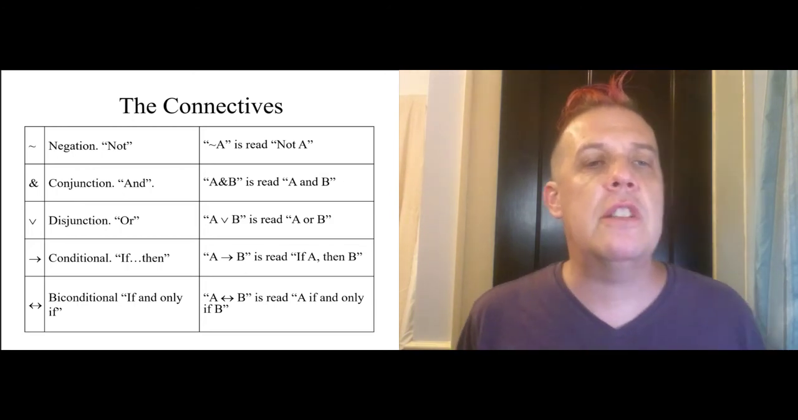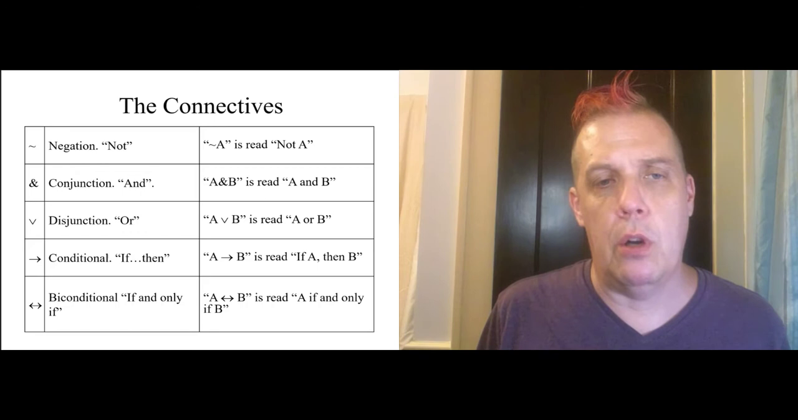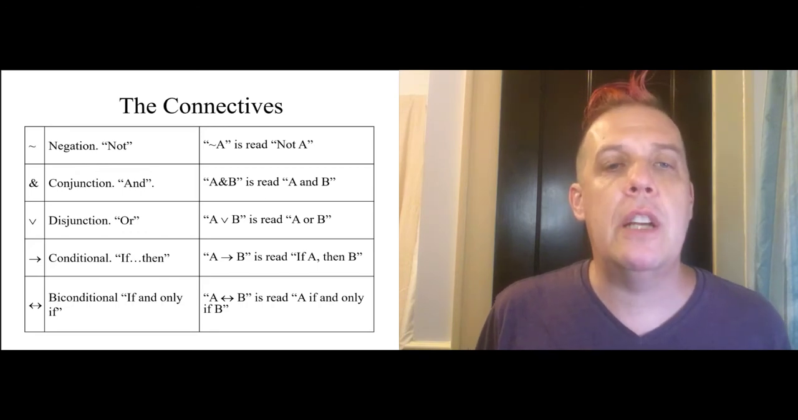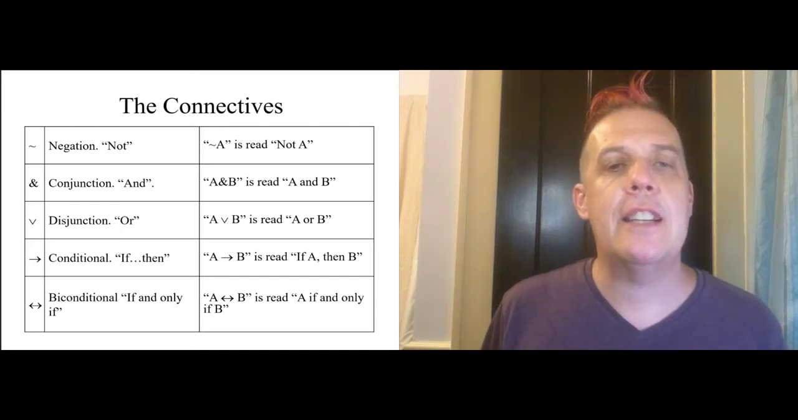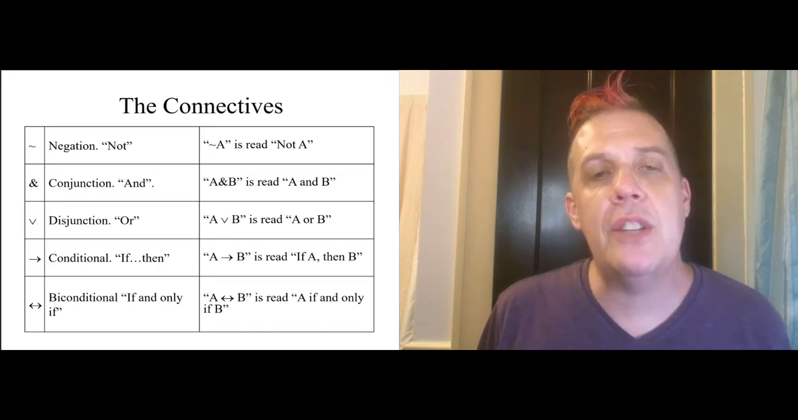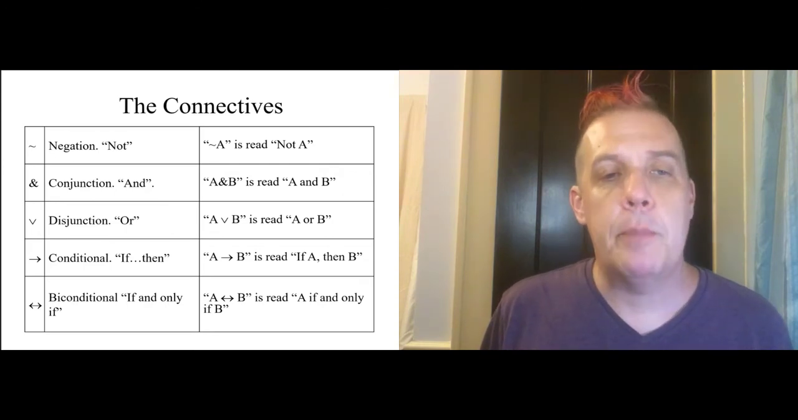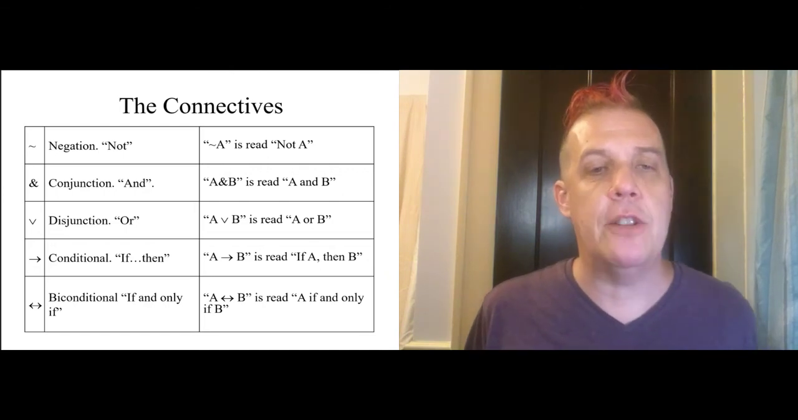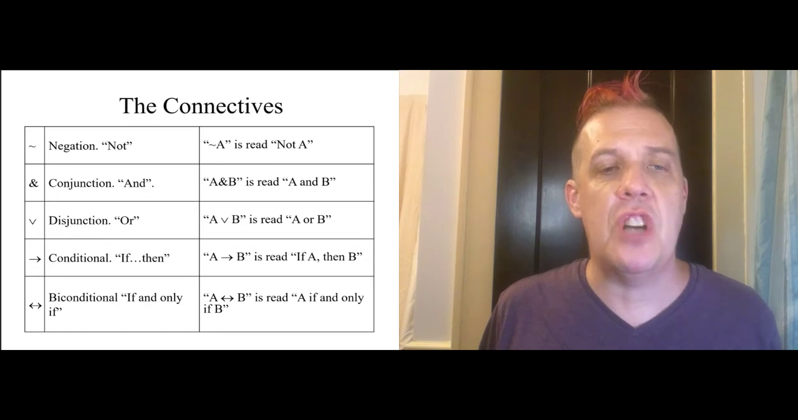So there's a little squiggly line. We call that the negation, or not, right? And so if you have a little squiggly line in front of the letter A, you read that as not A. That's how you say that aloud, not A. And what that means is whatever statement A is, isn't true. The ampersand we just call it a conjunction. It means and. So A ampersand B is read A and B. The V is called the disjunction.